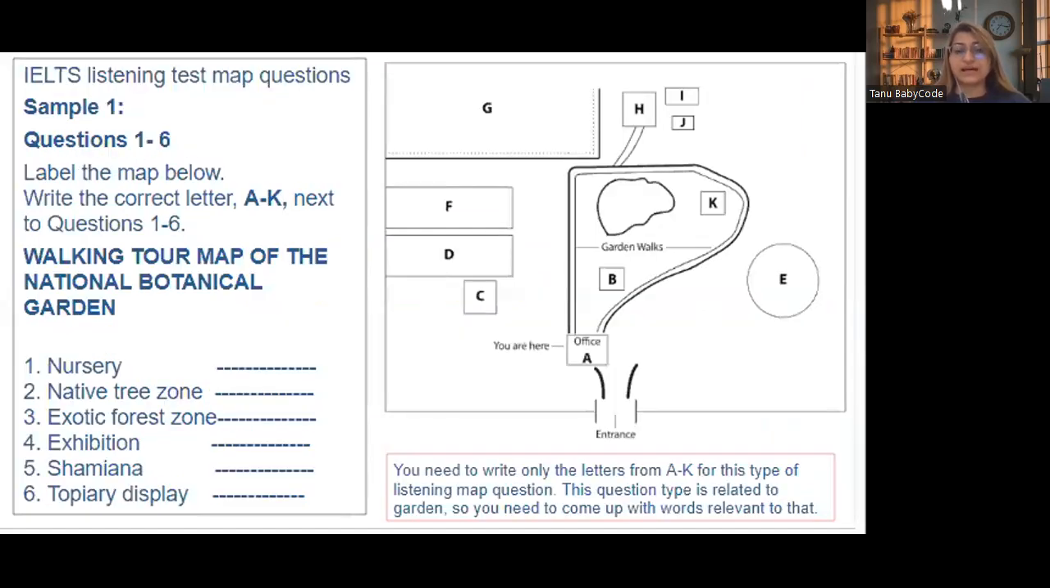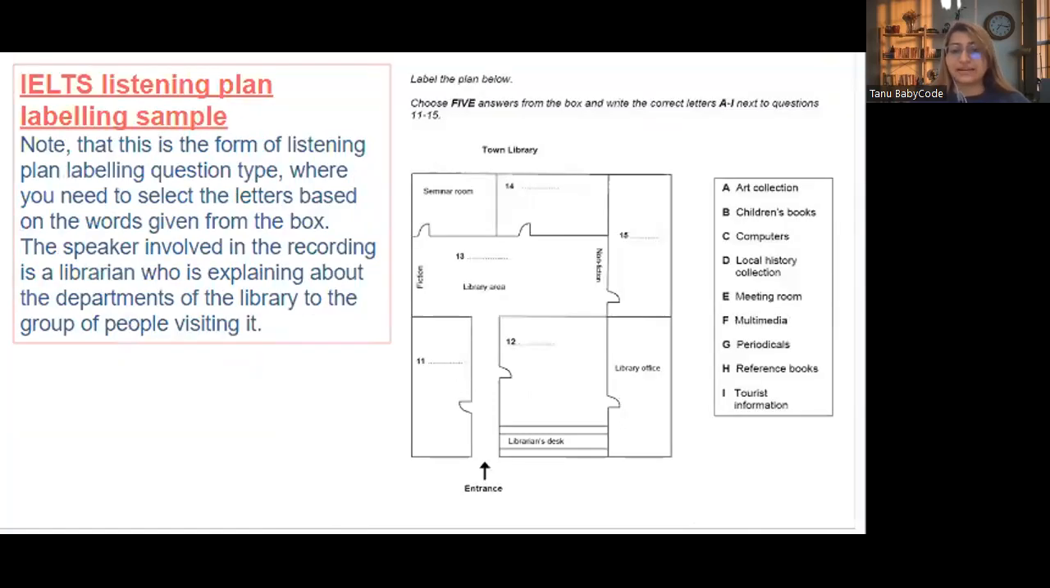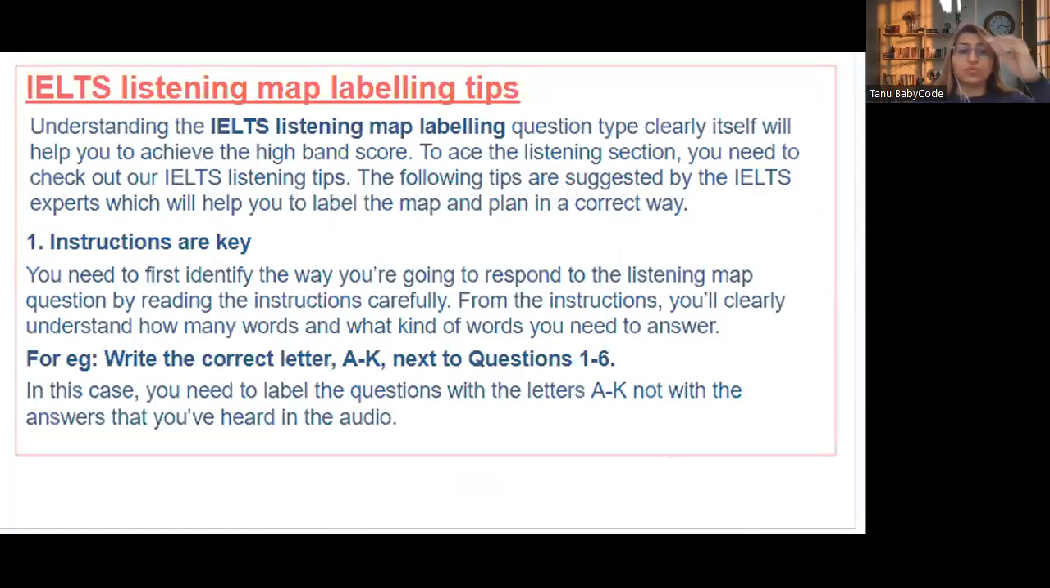Now see, this is a sample map labeling, walking tour map of the botanical garden. This is again a map. Here the questions are like 6 to 10, and you need to label with A to H. This is a plan labeling question, 11 to 15, and you have to label with correct letters A to I. Okay. Now, what are the tips?